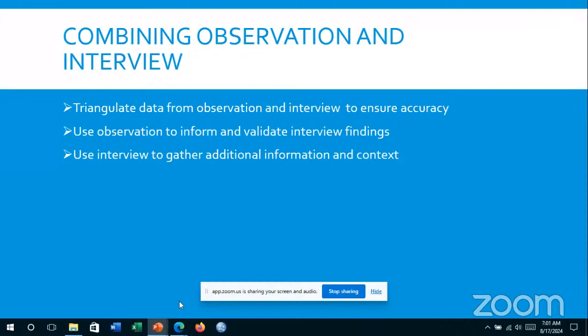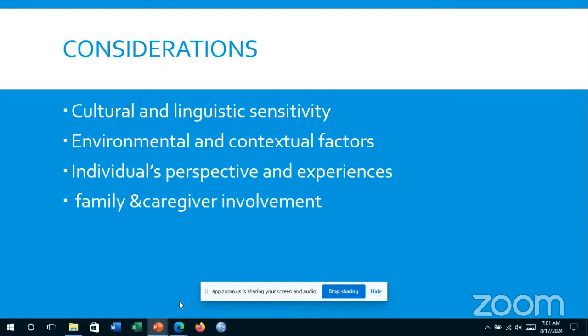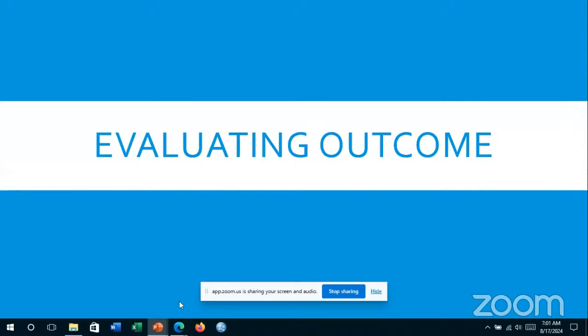When you combine observation and interview, you come up with a problem list. You triangulate by connecting dots based on the examination and interview. And then you use the interview to gather more information, and you use that information to generate a problem list, which is important in providing care for our patients. And there are considerations for all these things: culture, environment and context, individual patient experiences and perspective, and family and caregiver involvement. These are important concepts that we bring to bear in providing care for a patient.